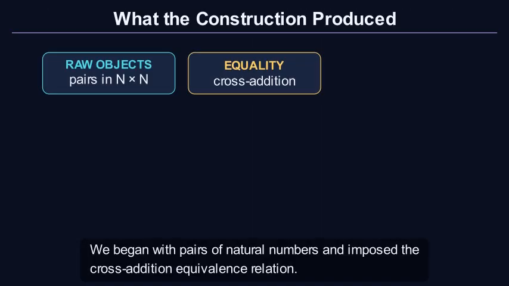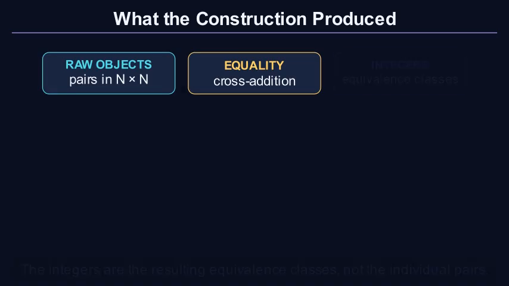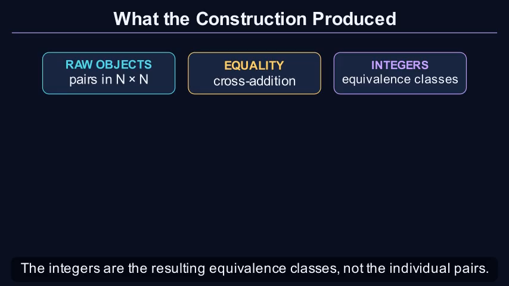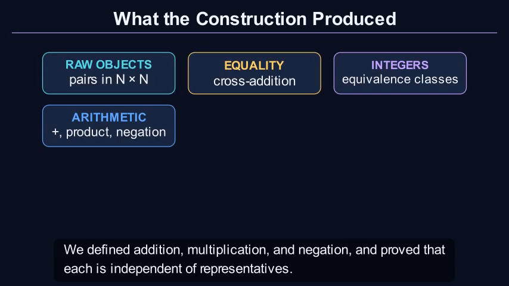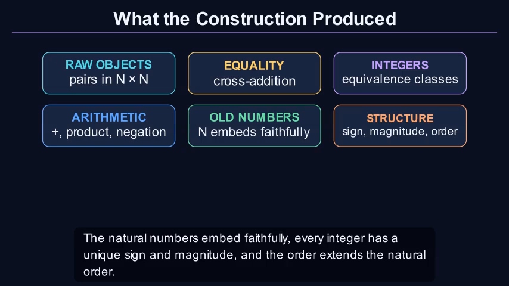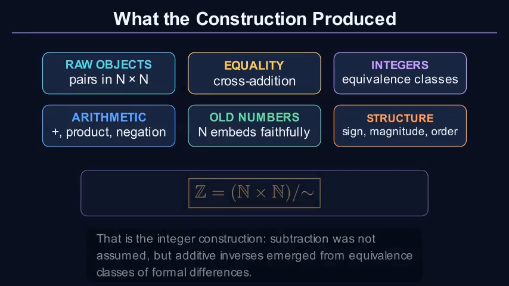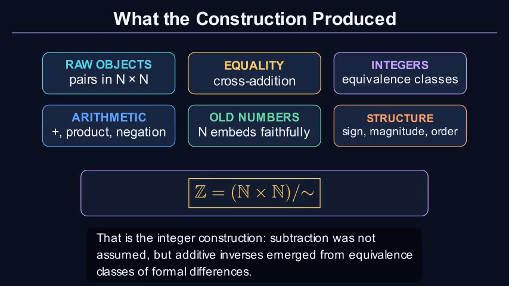We began with pairs of natural numbers and imposed the cross-addition equivalence relation. The integers are the resulting equivalence classes, not the individual pairs. We defined addition, multiplication, and negation, and proved that each is independent of representatives. The natural numbers embed faithfully. Every integer has a unique sign and magnitude, and the order extends the natural order. That is the integer construction. Subtraction was not assumed, but additive inverses emerged from equivalence classes of formal differences.